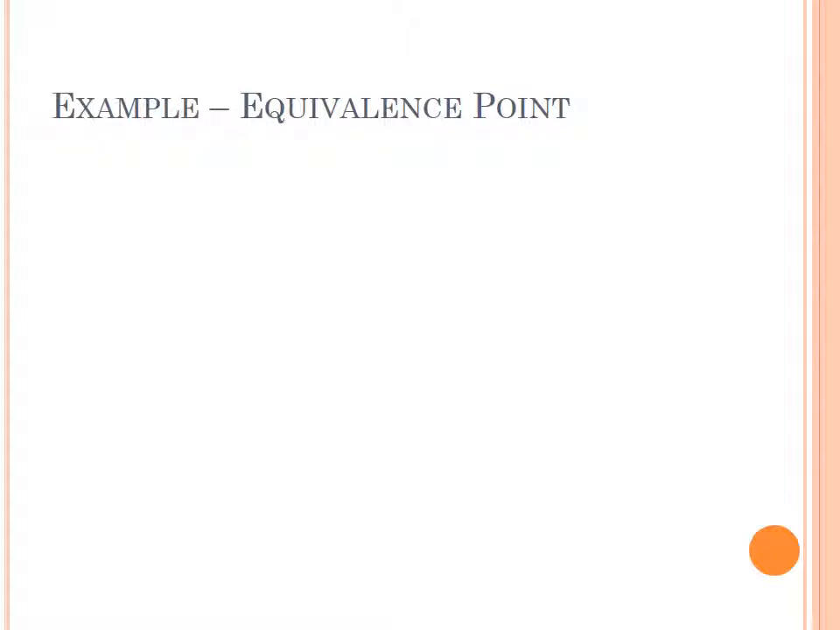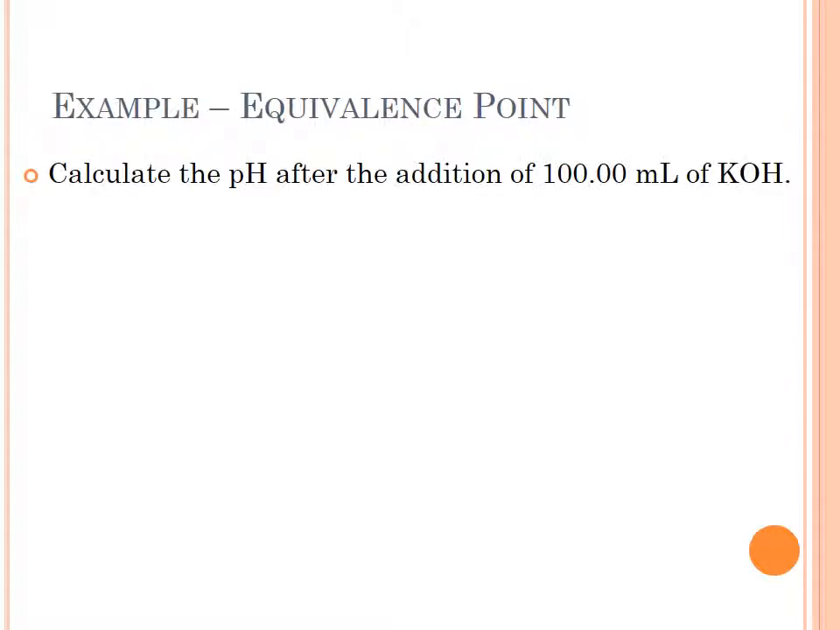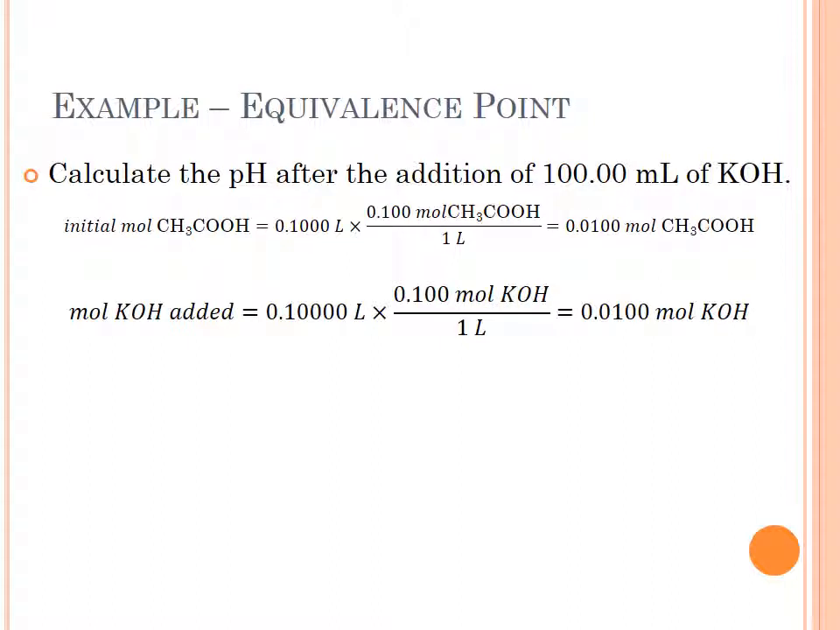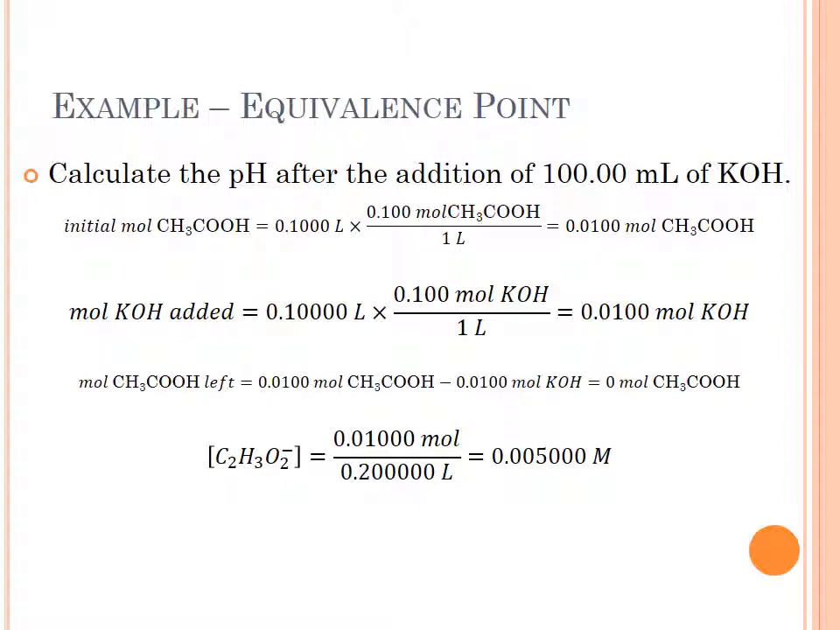Now at the equivalence point, we're going to have added 100 milliliters of KOH, same initial moles of acid, but now we're going to have added the same amount of base, 0.1 liters times 0.1 moles per liter is 0.01 moles. And so I'm not going to have any acetic acid left because I've neutralized it all with the potassium hydroxide. And so we end up in very much the same position as we did before.